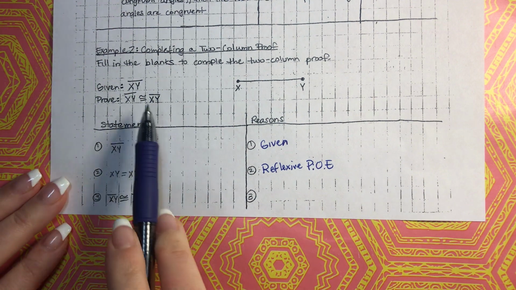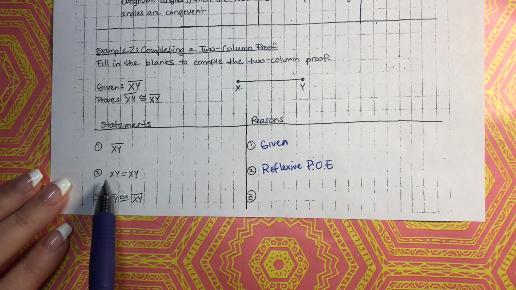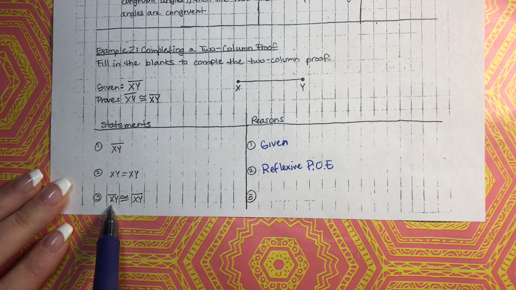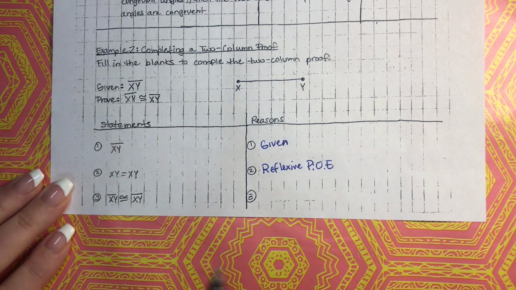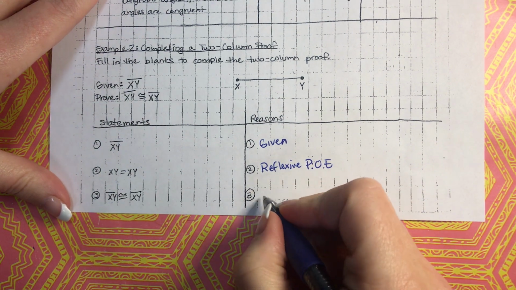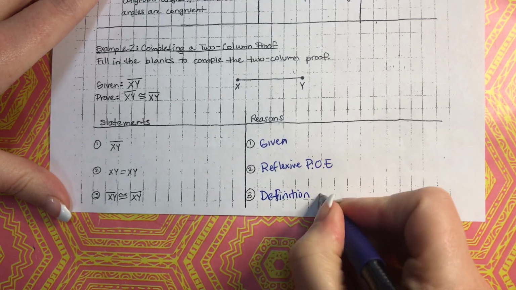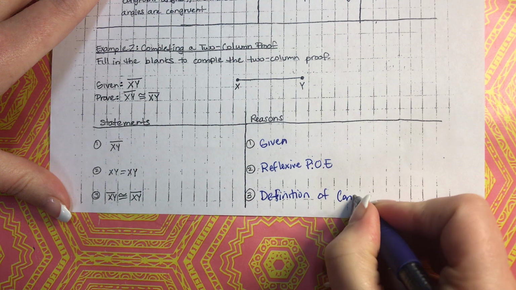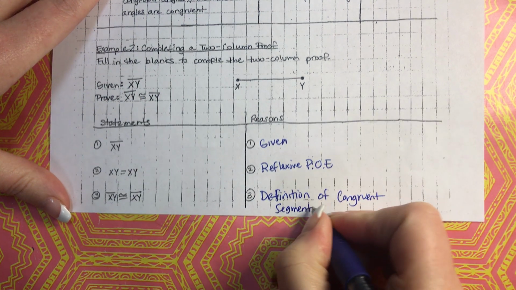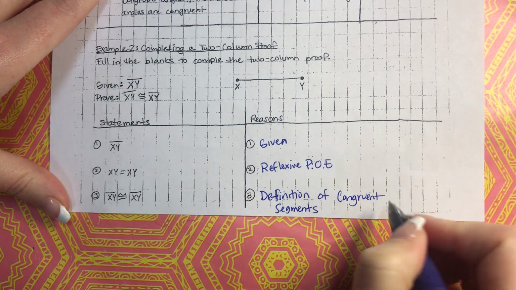Now, we need to get to this. Now, this has a congruent symbol. This has an equal sign. So we can switch that. We can go XY equals XY and move it to the line segment XY is congruent to line segment XY because of the definition of congruent segments. And this is going to be one that you're going to need to put on a flashcard, okay?